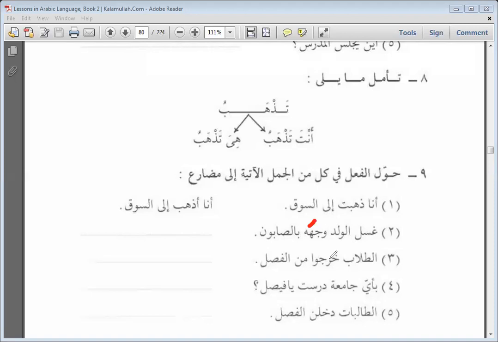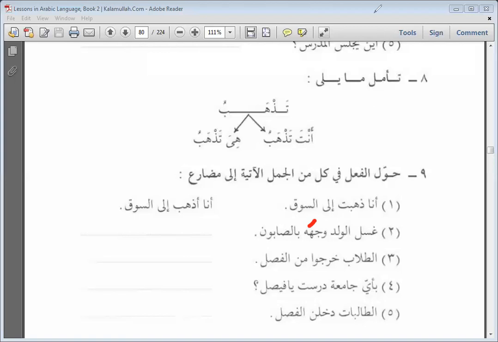All right? You all with me? So it's wajhahu. His face. What is being washed? The face. So the face is the object. The face has to take the fatha on the last letter to show it is accusative because it's the object. Okay, so again, say after me. Yaghsilu al-waladu wajhahu bis-sabuni. يغسل الولد وجهه بالصابون. The boy washes his face with soap.